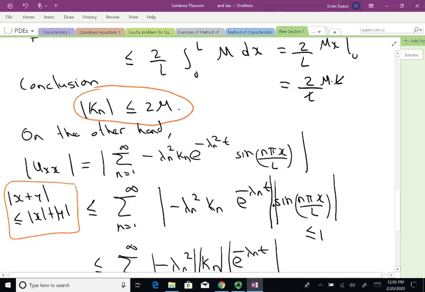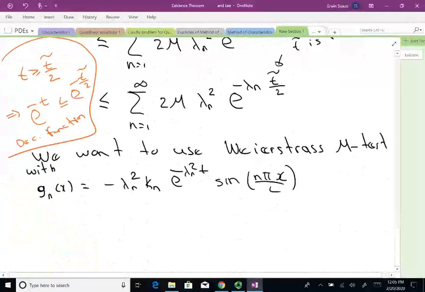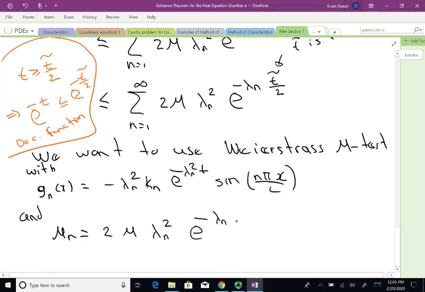That's the right one, right? Yeah. So this is g sub n of x, right? And what is m sub n? M sub n is this guy that we just found: 2m lambda n squared e to the minus lambda n squared t bar over 2.